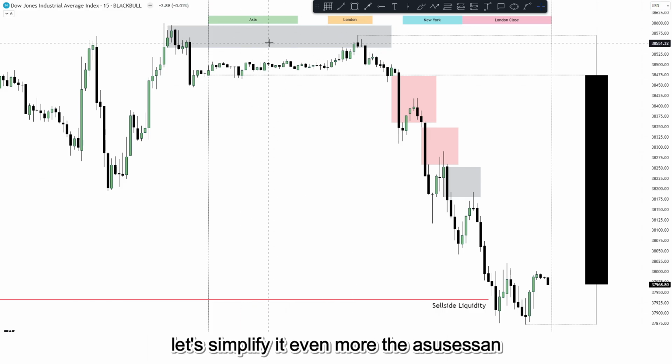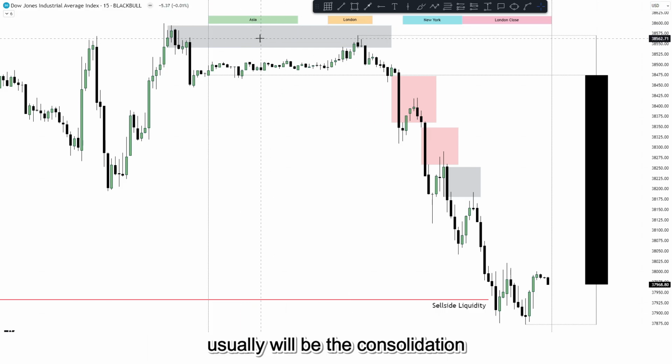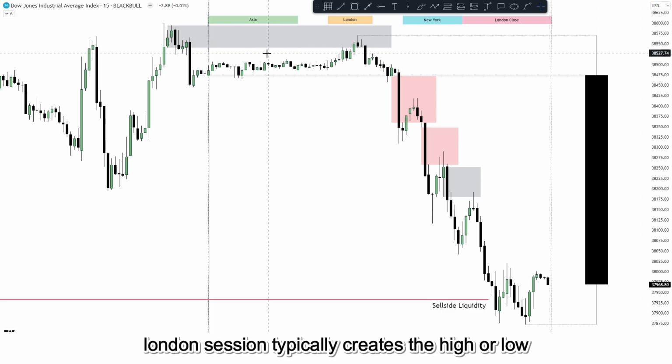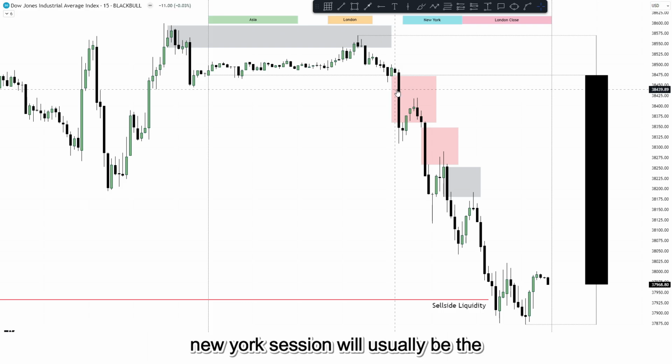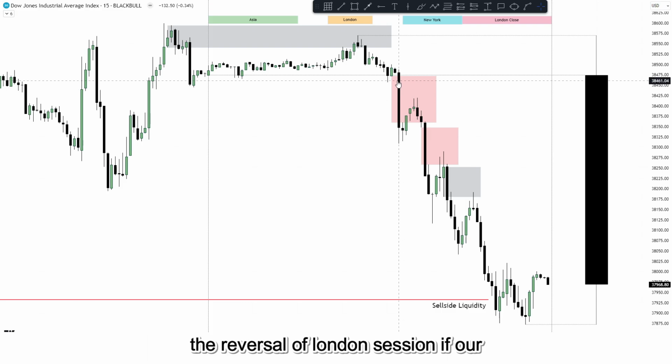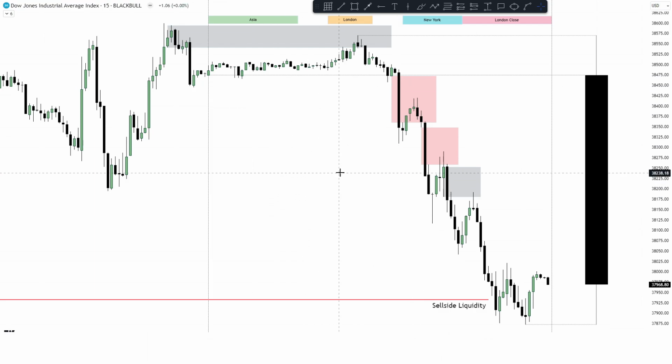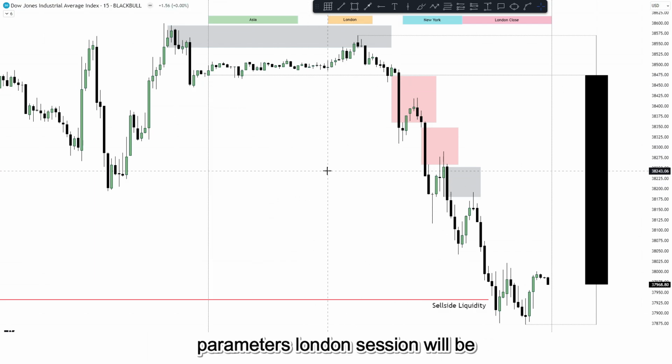The Asia session usually will be the consolidation. London session typically creates the high or low. New York session will usually be the continuation of London session, or sometimes the reversal of London session if our target has been met, as London close is typically the continuation of whatever New York session has done, or the reversal from New York session if our target has then been met. So whichever session you are trading, these will be your parameters.